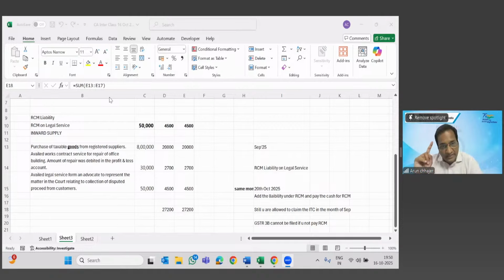I'll just repeat, Anil. The point being asked is: if I am paying the RCM liability for September on 19th October, can I claim the ITC in September, or should I claim the ITC in the month of October? The answer is you can claim it in September. How to add? That is the manual part. You need to add it manually in the GSTR 3B.